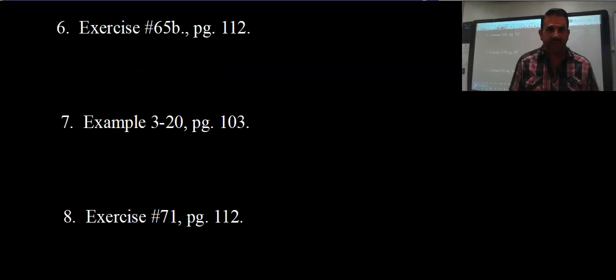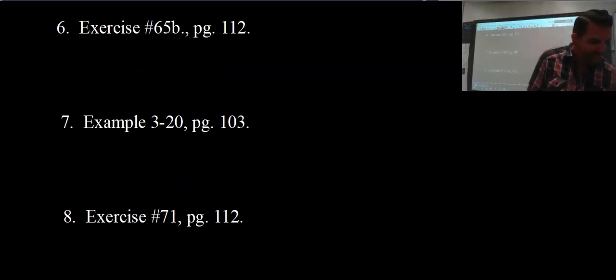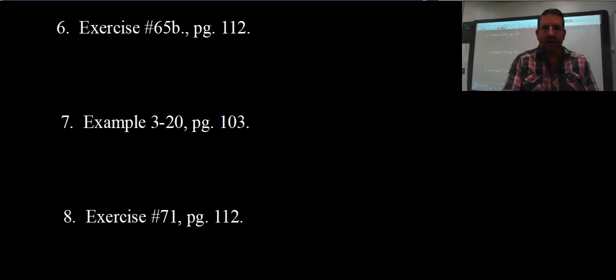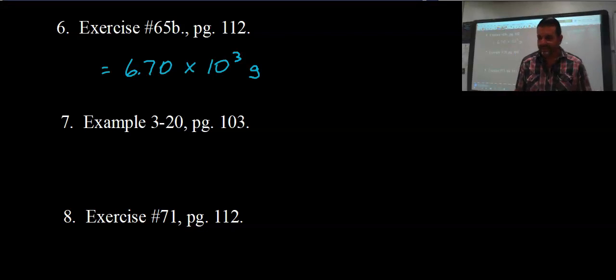All right, go ahead and pause the video. Work on 65B. There are two parts, just do letter B. Pause and check your answer when you're done. So we want 3 sig figs in the answer. There's no way to write 6,700 with 3 sig figs without using scientific notation, so I put it in scientific notation.